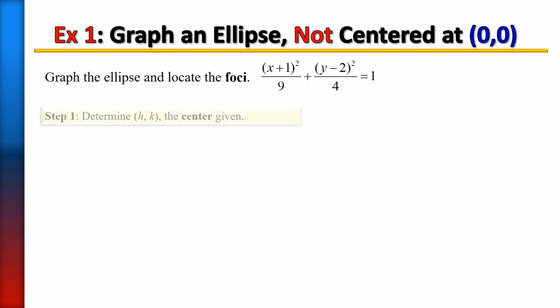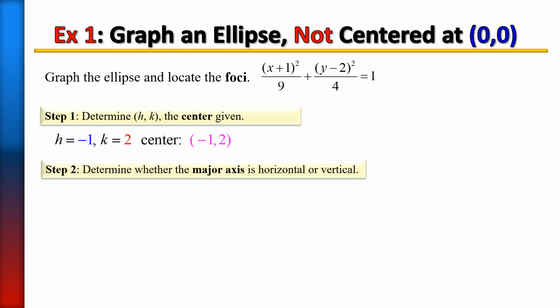Now the first thing we're going to do here is to locate the center. Notice this equation of an ellipse looks very similar, at least the top part of it, to the equation of a circle. And recall, when you wanted to find the center of a circle, it was sort of the opposite of what it seemed. For example, here you have x plus 1, so that meant that your x value would be -1. And here you have y minus 2, which means that your y value would be +2. So our center is located at (-1, 2).